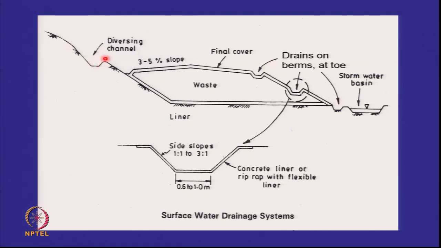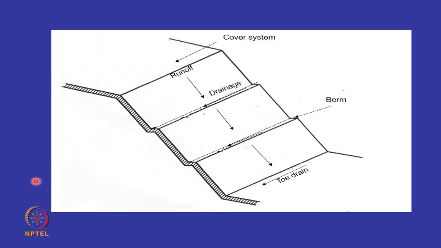You will have a diversion channel or an interceptor channel which should not allow the water to come onto the landfill. Whatever falls on top of this should go out from a drain here and a drain here and a drain at the berm and should go to the stormwater drain at the toe. And a better view: allow the water to run off, down, have a berm, down, have a berm, down, have a berm. On the berm, have a drain to collect the water.